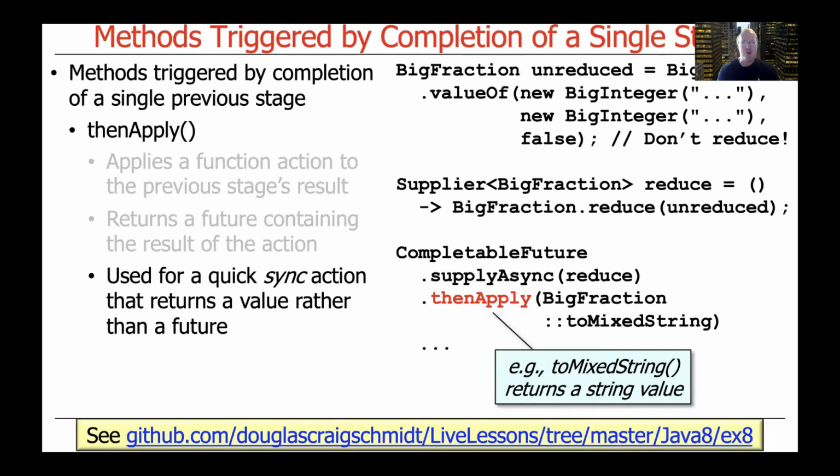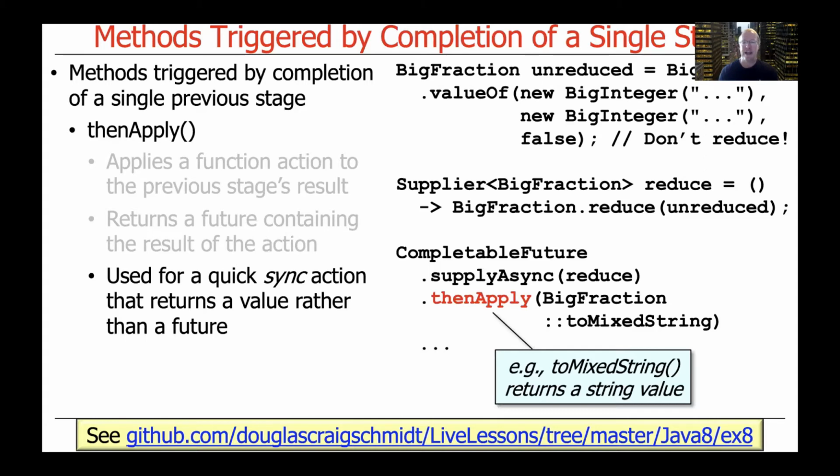And what then apply returns is a completable future that will contain the result of the action when it's finished. This is typically used for very quick synchronous actions that are going to return a value rather than returning a completable future. So let's take a look at a very simple example. So here we've got a big fraction that we create initially to be unreduced. So we give it a numerator that's a big integer, and we give it a denominator that's a big integer, and we give it a false, which says don't reduce anything.